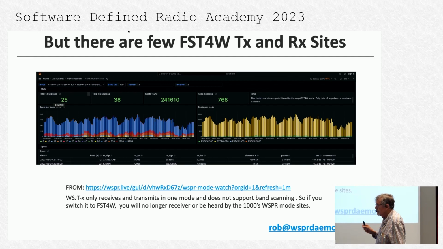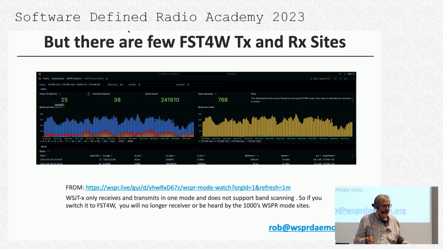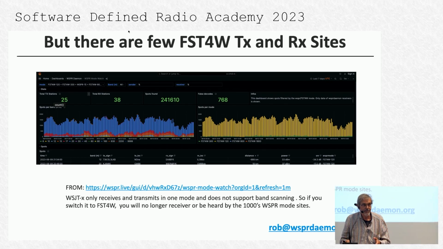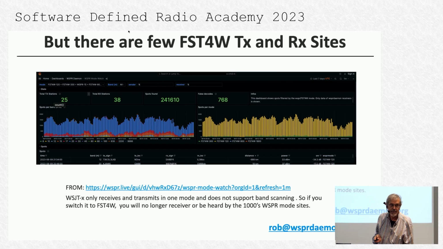And this is understandable. One can understand why people don't transmit or receive 4W, because if you switch your receive site or switch your WSJT-x to 4W mode, you're going to lose a bunch of capabilities. You're not going to be heard by, or hear any whisper packets. So to switch from whisper mode to 4W mode, you will hear many fewer signals, and you will be heard by many fewer people.